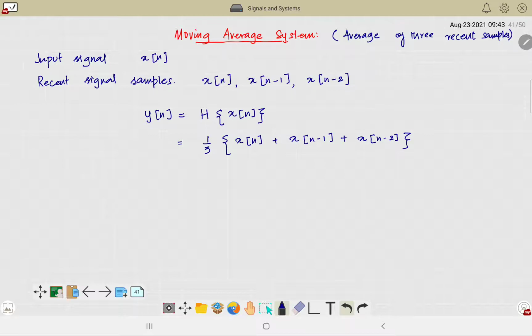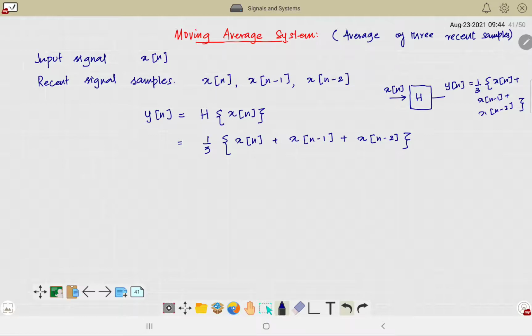Now if I am to implement this system, one is the general description, like this. It has system property h, you feed an input x of n, and it will give you y of n, which will be equivalent to 1 upon 3 times x of n plus x of n minus 1 plus x of n minus 2. This is a general description, but we need to construct a system which will actually perform this kind of function. We need to see what the individual blocks are.